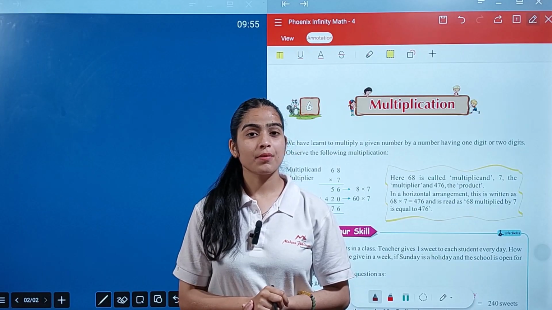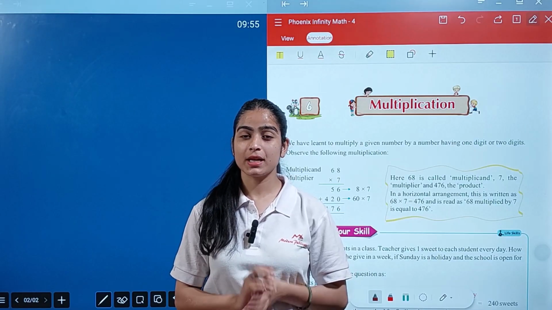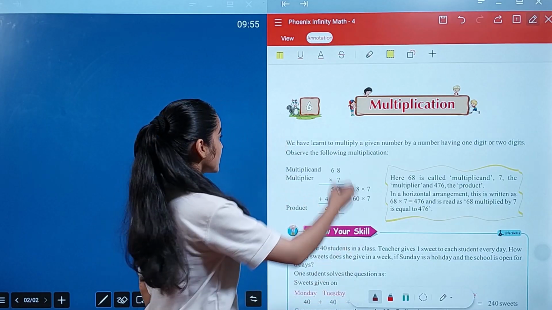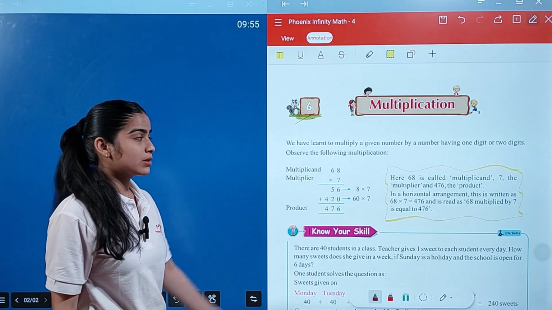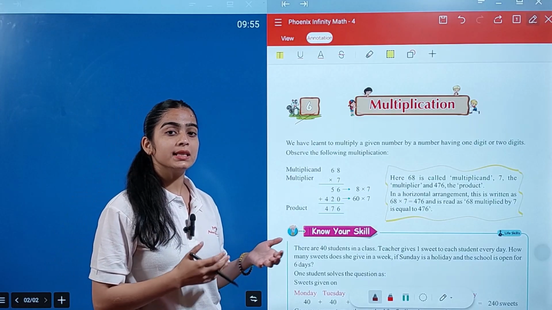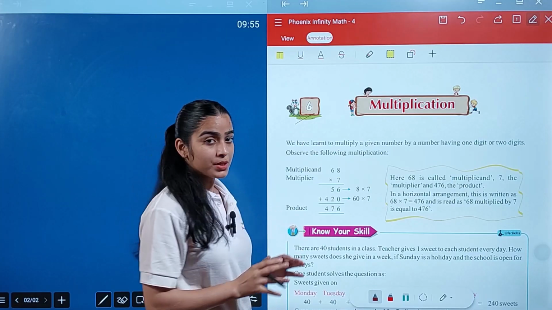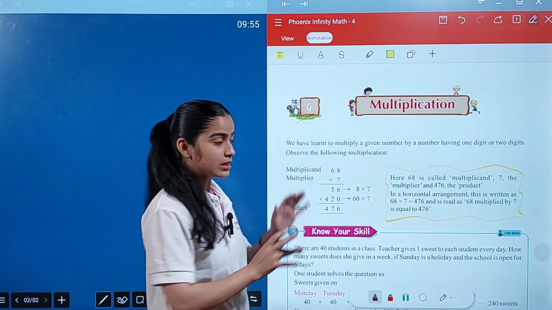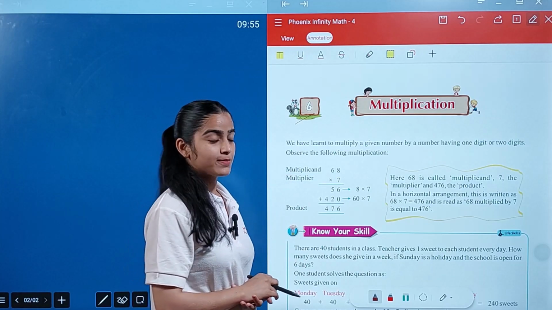So, students, I'm your mathematics educator again, here with a new chapter with a new concept. Today we have chapter number 6, which is multiplication. Today we are going to learn about multiplication, which we also call repeated addition. I hope you have remembered the previous content of class 3 related to multiplication, and now you are ready to move forward to the next part of it.